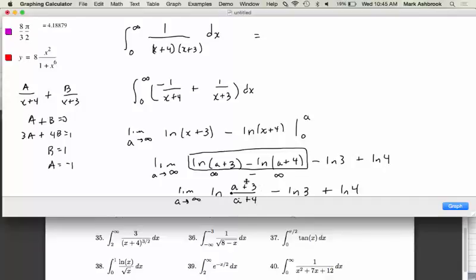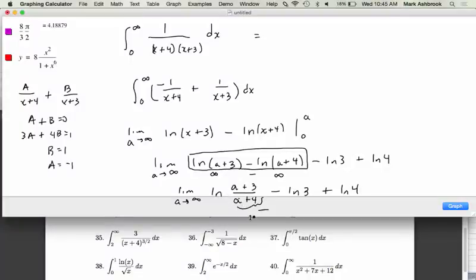This ratio, as a gets very, very large, will become what? One. It's going to be one because it's basically a over a. As a gets very large, this three and this four are inconsequential. Back in pre-calculus, you learned limits and behavior of rational functions. If you have the same degree in the numerator and denominator, you basically have the ratio of the coefficients.